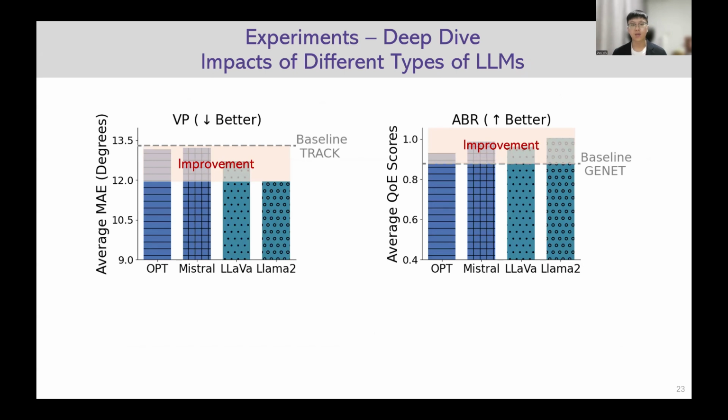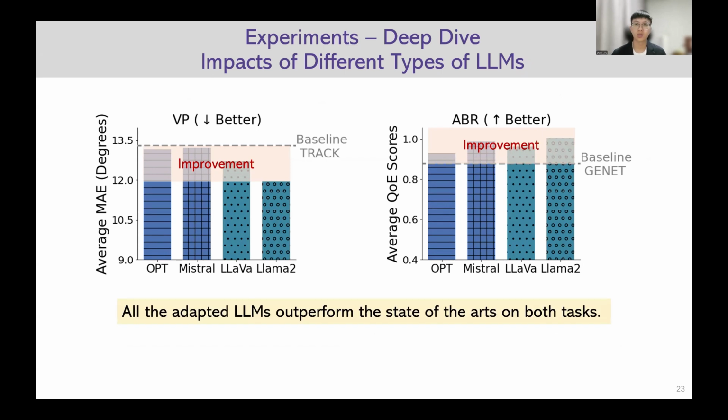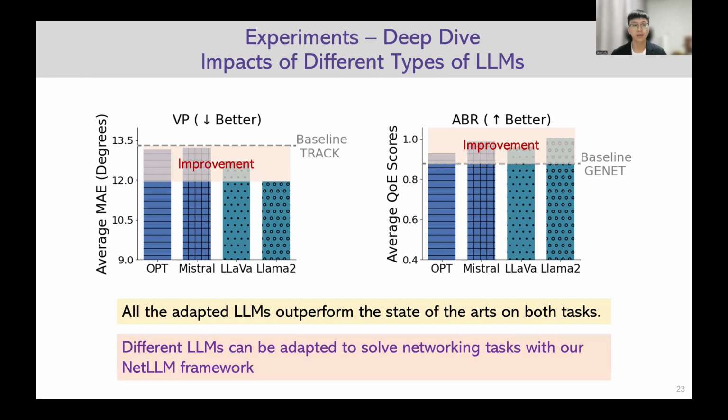Next, we investigate the impacts of different types of LLMs, and we can see that all the adapted LLMs outperform the state of the art on different tasks. So this indicates that different LLMs can be adapted to solve networking tasks with our framework.